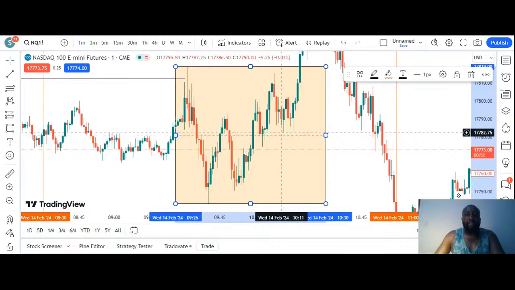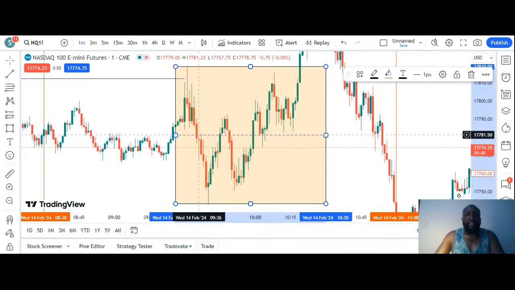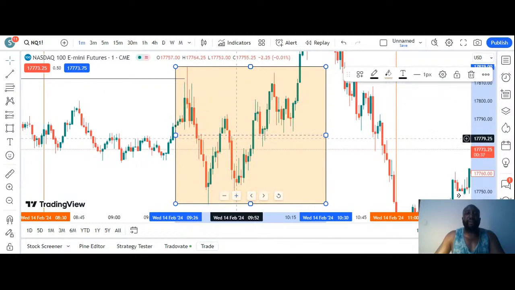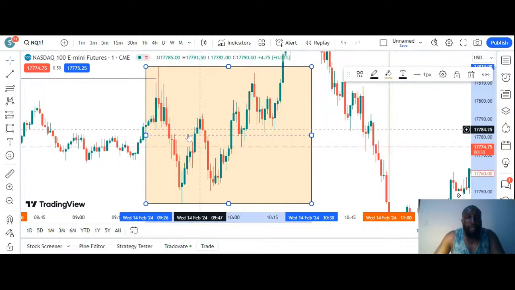So anything above this level, and the midpoint is 50% of this wave. Anything above 50% is your premium. So we have our premium there, and we have our discount below 50%. So now, what do we look for? We look on the premium side because we're looking for selling opportunities.